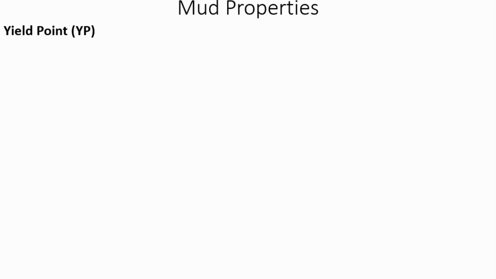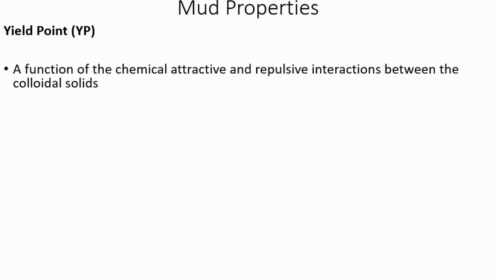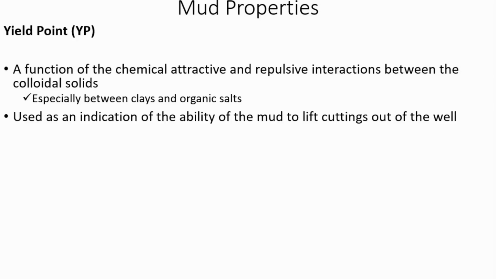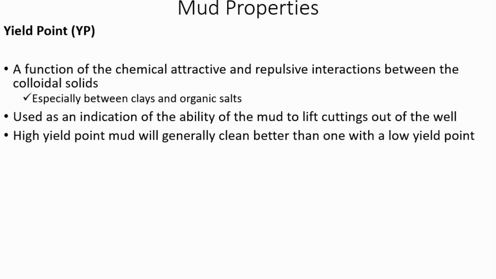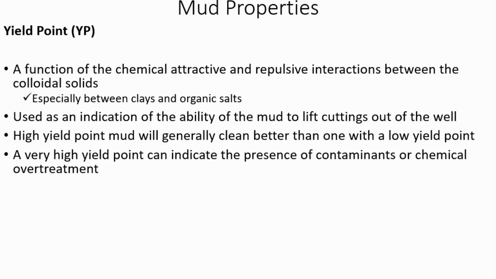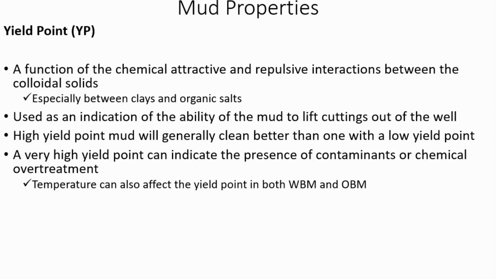The next property is the yield point, abbreviated YP. It's a function of the chemical attractiveness and repulsiveness between the colloidal solids in the mud, and especially between the clays and the organic salts. It's used as an indication of the ability of the mud to lift the cuttings out of the well. So a high yield point would generally mean that it cleans better than one with a low yield point. A very high yield point, on the other hand, can indicate the presence of contaminants or chemical overtreatment.